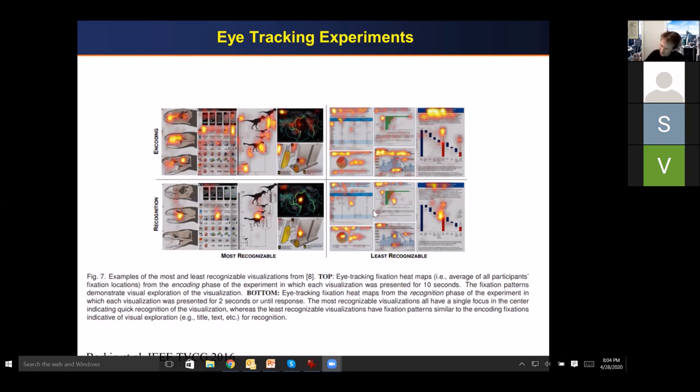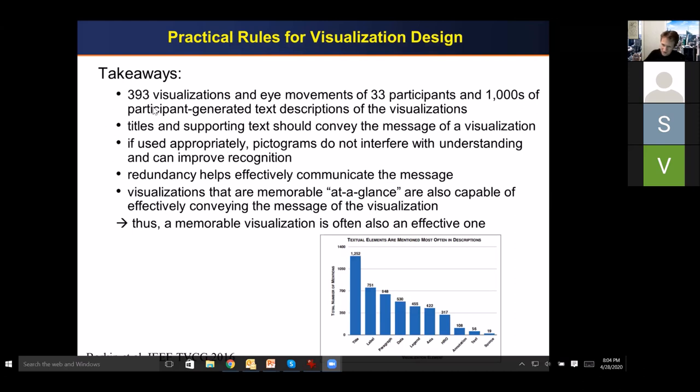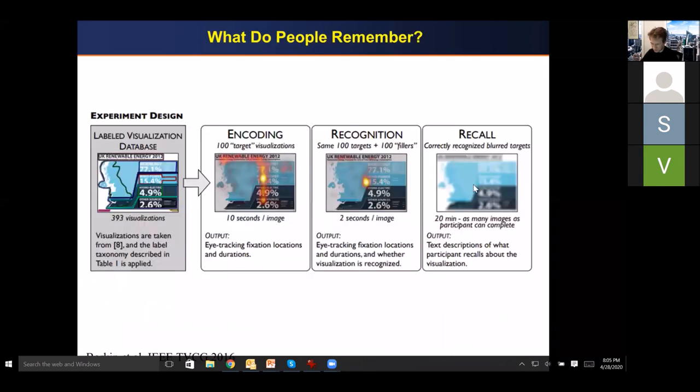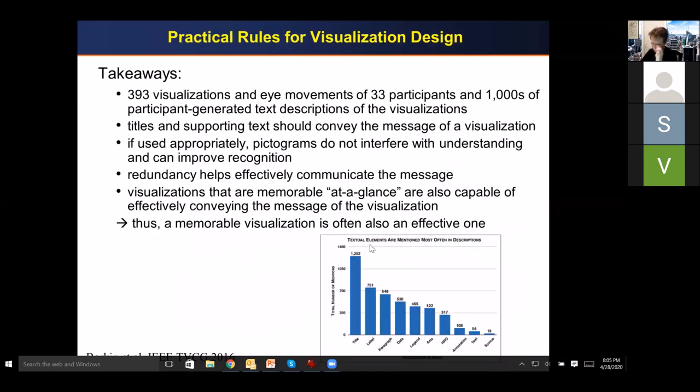So it's a very interesting experiment. And what to take away from this is that these are guidelines for your visualizations. These were from 393 visualizations, 33 participants, and thousands of text descriptions. What you can take away from this part of the lecture is what they remembered. The textual elements are mentioned most often in the descriptions. Remember, they made these descriptions at the recall portion. So what did they remember most? Most people remember the title of the visualization.